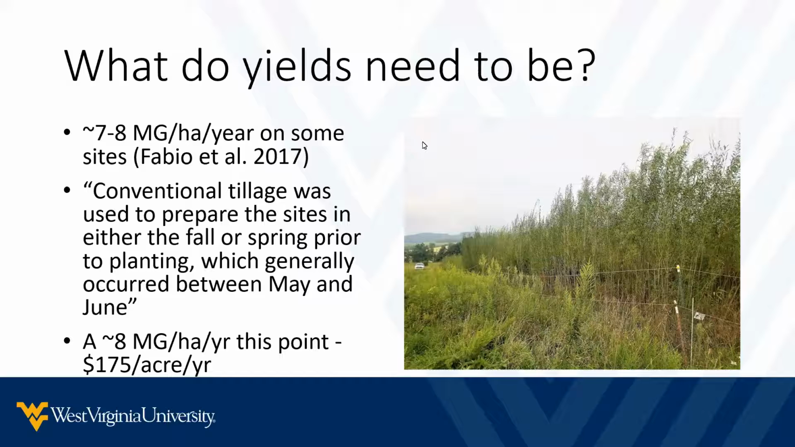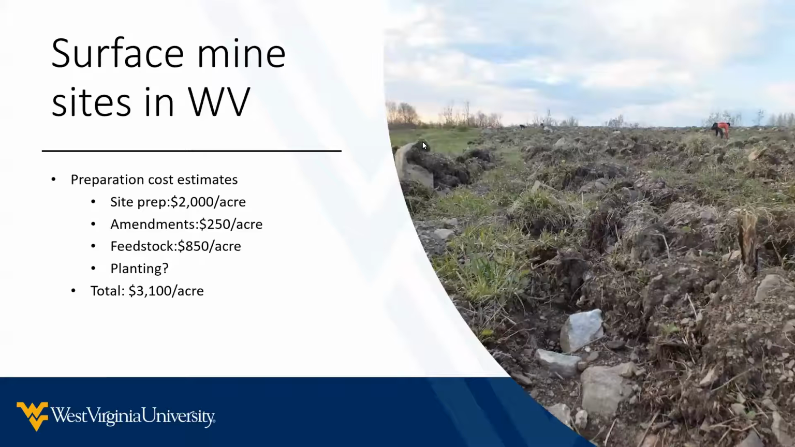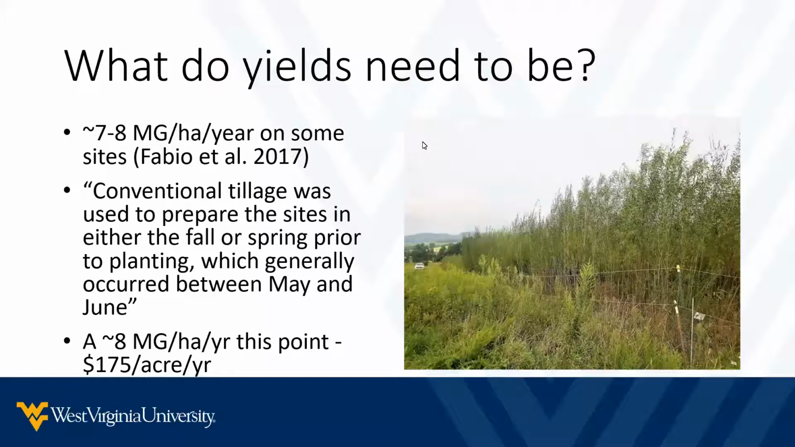If you look at this paper, though, part of the methodology, if you look at these numbers, conventional tillage was used to prepare the sites in either the fall or spring prior to planting, which generally occurred between May and June. If we look at a lot of these sites, though, and go back to this picture, you can see in this site that conventional tillage is not an option for these sort of crops. So it's very difficult.